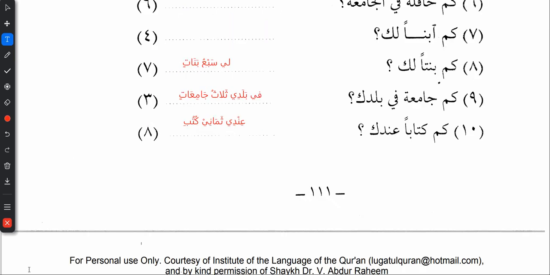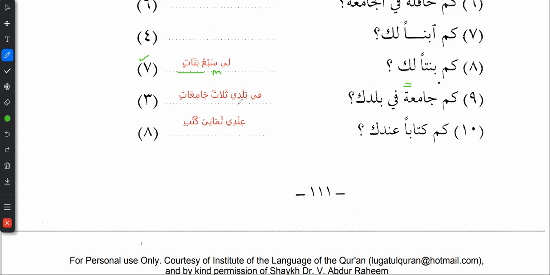Now you can see here the last three of them. Kam bintan. Bint is girl. So how many maduds do you have? The counted noun is feminine. So your number will be male. Banat, bint and banat. How many? Number 7. Sab'u banatin.